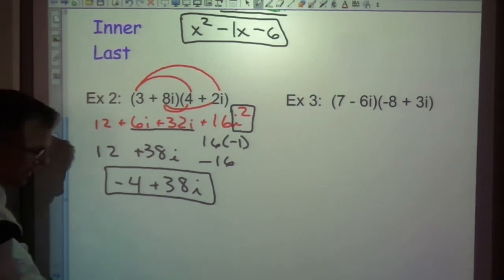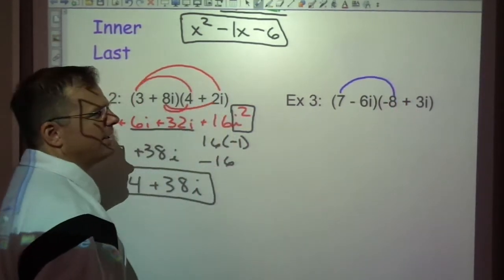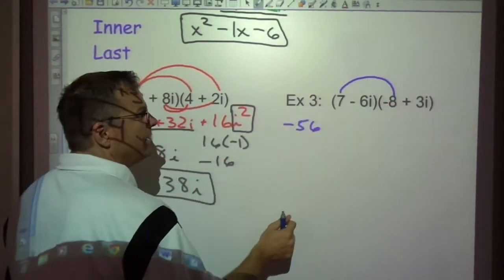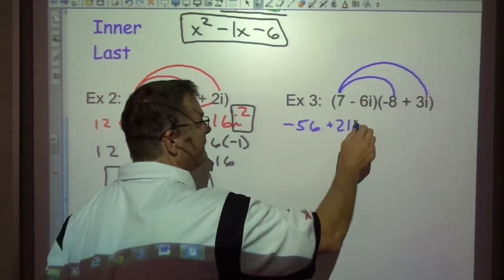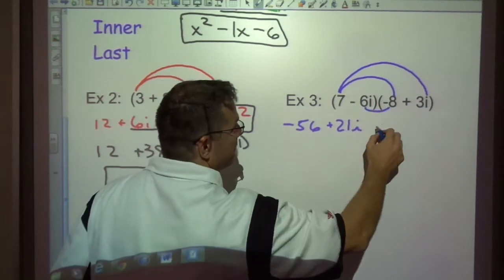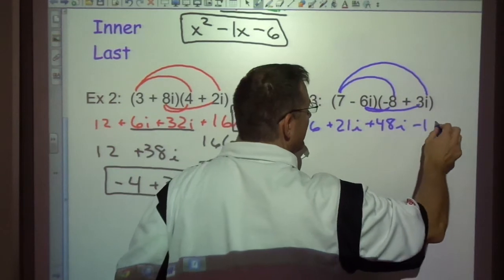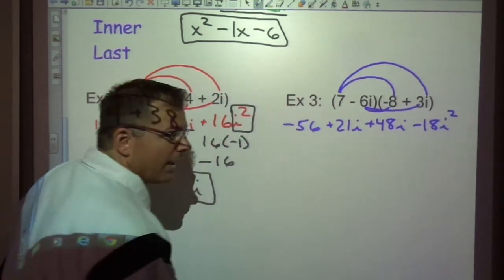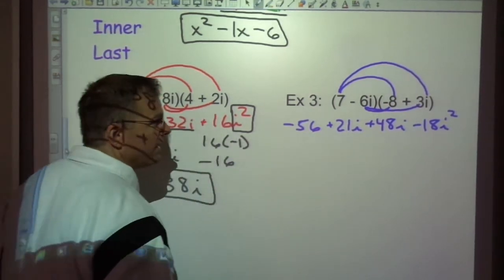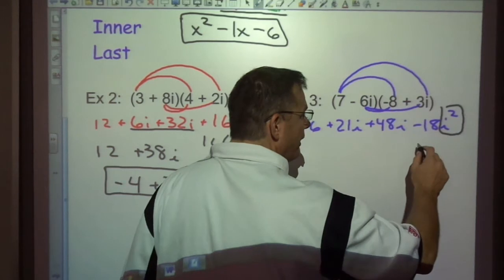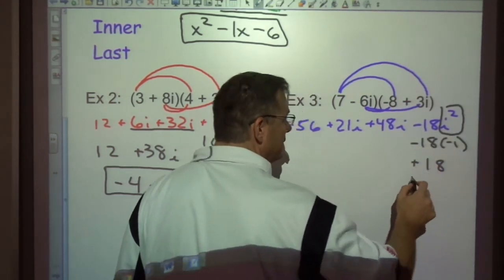Okay? Next one. Same thing. First, 7 times -8 is -56. Outers, 7 times 3i is 21i. Inners, positive 48i. And last, -18i squared. I squared, again, is very special. We know that i squared is -1. So let's replace this with -1. So it's -18 times -1, which is really positive 18.